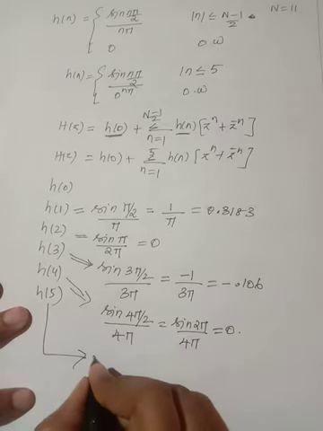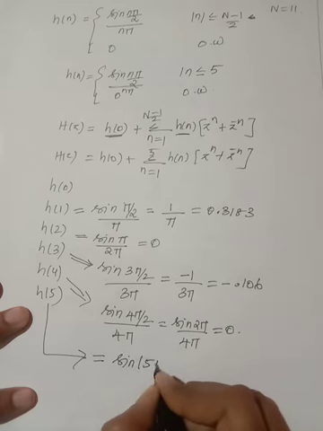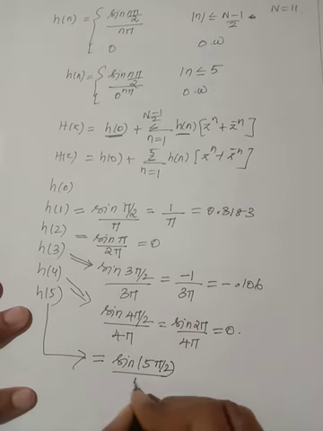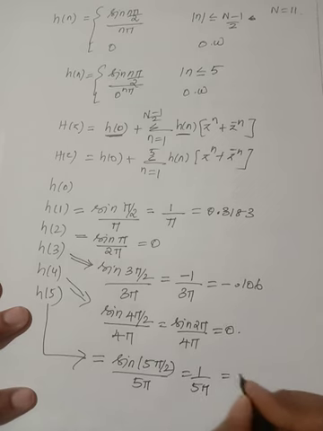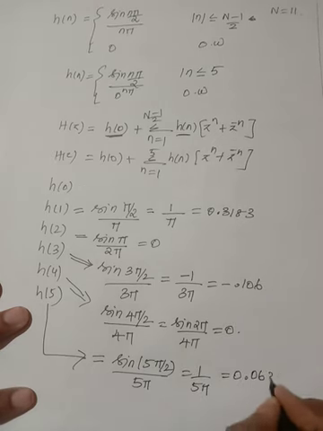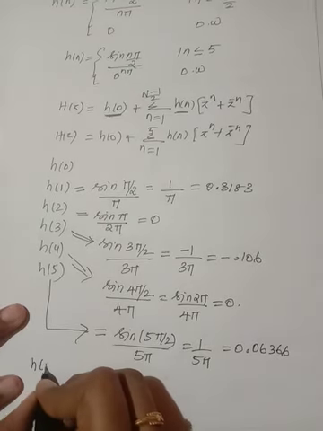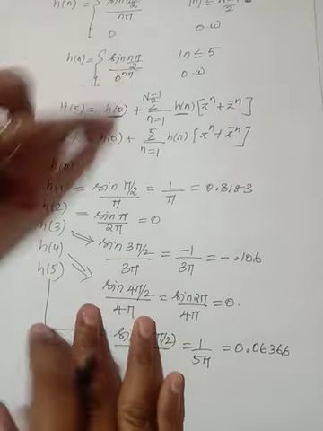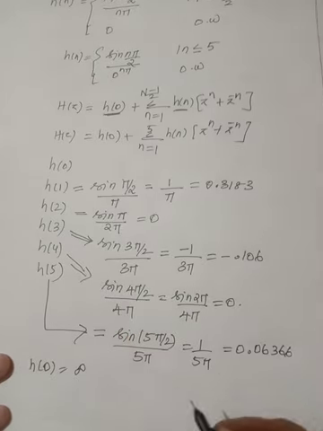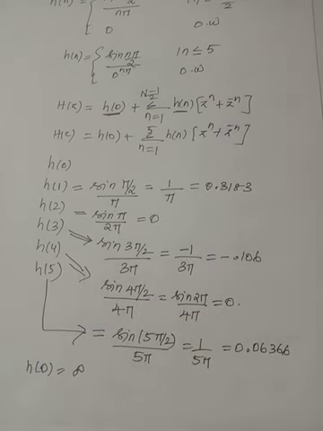The h of 5 value is equivalent to sine 5 pi by 2 divided by 5 pi, which is equal to 1 by 5 pi, which is equal to 0.0636. So this is the value I am going to find out. Now I am going to find out h of 0. Now substitute 0 here. What will it become? It will become infinity. So the whole impulse response will become infinity.